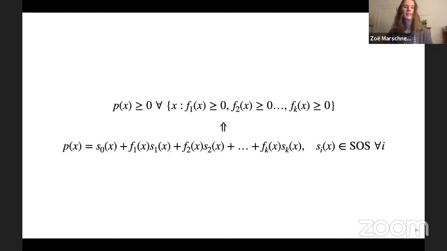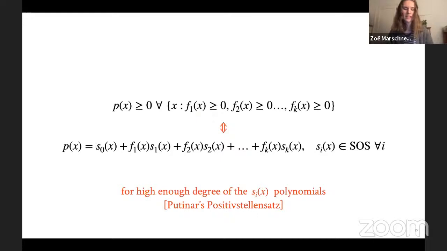So then we know that the polynomial is definitely positive over this entire domain. And so we have this certificate, like I talked about before. The important result here is called Putinar's Positivstellensatz, where Putinar says that for a high enough degree of these SOS polynomials, we in fact have a biconditional here. So this means that for any polynomial that is positive over this domain, we can write it in this form if we choose high enough degree SOS polynomials.